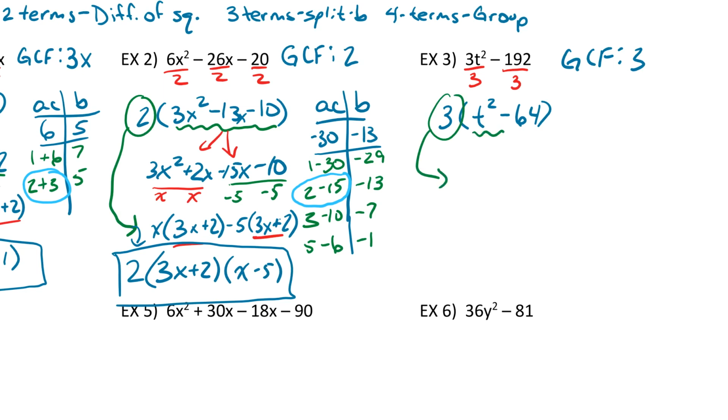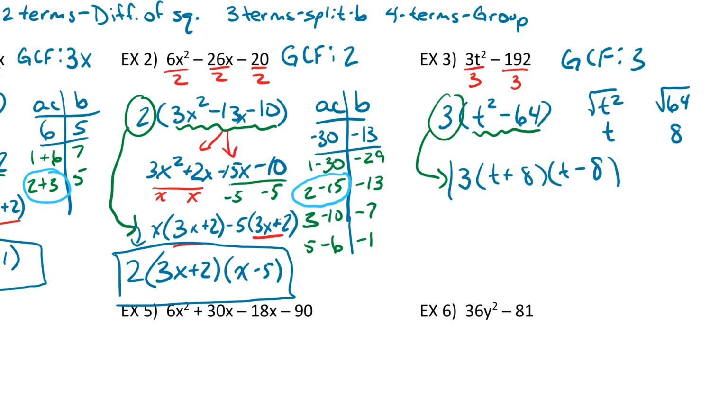And the t squared minus 64, that's what we want to factor again. So since that has 2 terms, we're going to use difference of squares. So the square root of t squared would just be t. Square root of 64 would be 8. So we're going to make 2 parentheses. The t goes in the first spot. 8 goes in the second spot. Plus in one, minus in the other. And then we don't forget that 3.